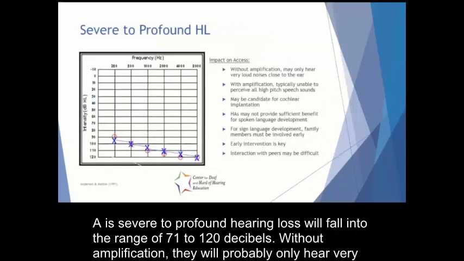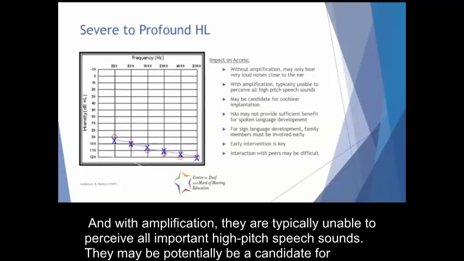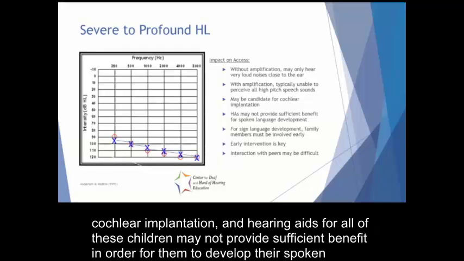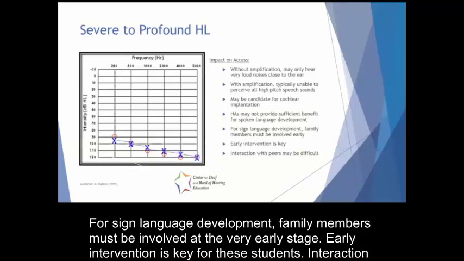A severe to profound hearing loss will fall into the range of 71 to 120 decibels. Without amplification, they will probably only hear very loud noises that are close to the ear. And with amplification, they're typically unable to perceive all important high-pitched speech sounds. They may potentially be a candidate for cochlear implantation, and hearing aids for all of these children may not provide sufficient benefit in order for them to develop their spoken language appropriately. For sign language development, family members must be involved at the very early stage. Early intervention is key for these students.